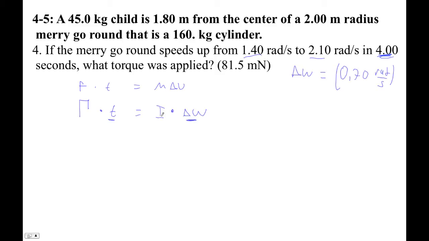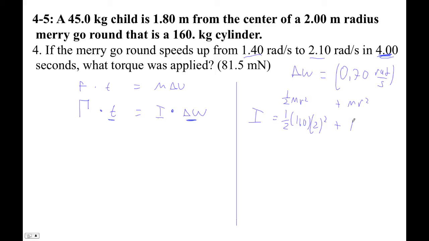We know this. We've got to figure out I, which is probably the hardest part of this, right? So let's figure out I. I is going to be the merry-go-round, which is a 160 kilogram cylinder, so it's 1/2, and look up the mass of that. That's 160. I'll give you all these moments of inertia on the little assessments. And then R is 2. And if there's a child, some object at some distance, just make that an mr squared.